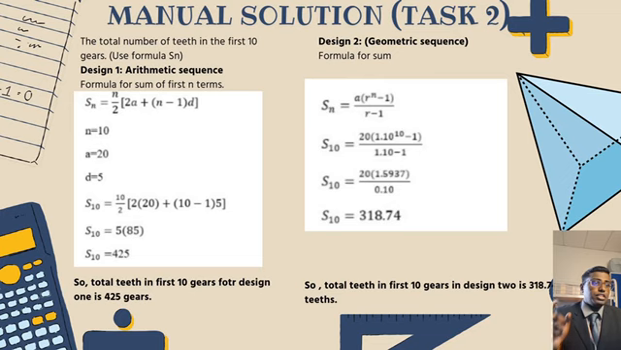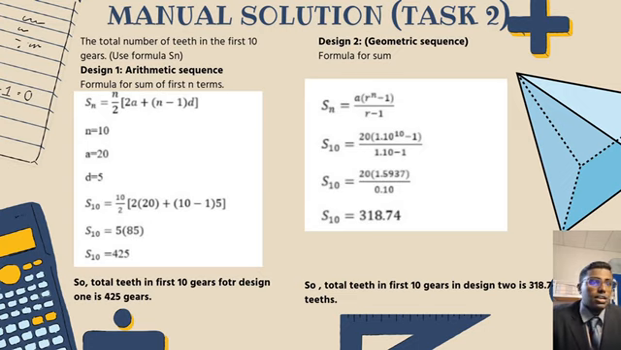So the first design is an arithmetic sequence, right? For the sum, you can use the formula Sn equal to n over 2 times 2a plus n minus 1 times d. So just substitute the values. a is 20, n is 10, and d is 5. So you get the total sum of teeth for the first design is 425.